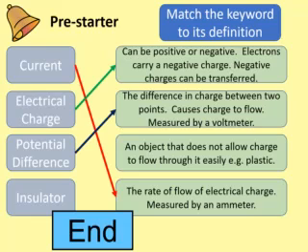Potential difference is the difference in charge between 2 points. That's why it is a difference. It causes charge to flow and it's measured using a voltmeter. An object that does not allow charge to flow through it easily, for example plastic, is an insulator.